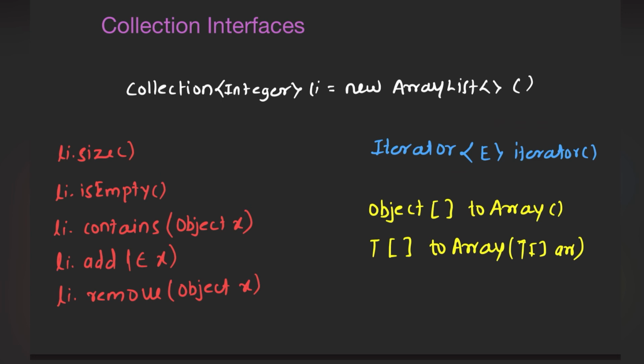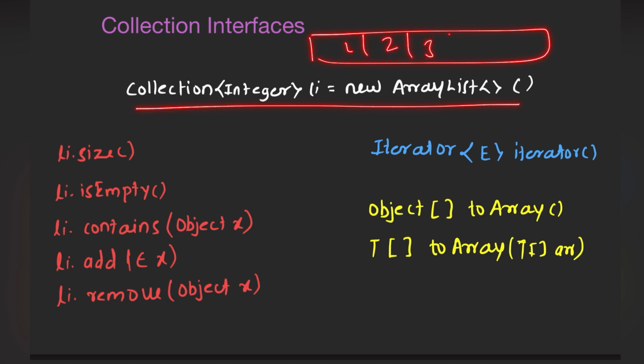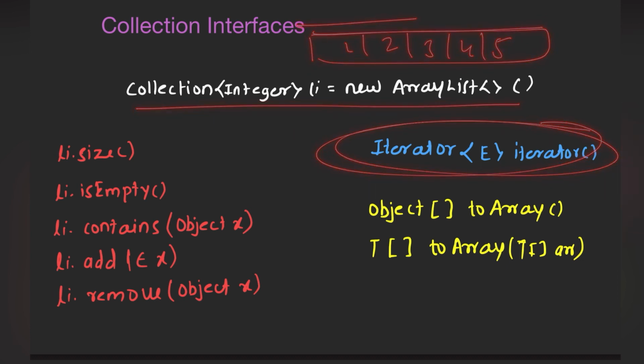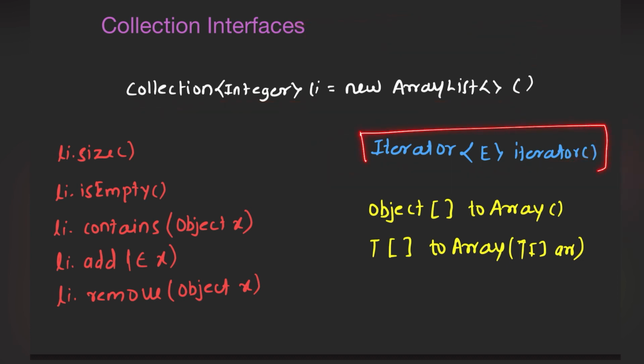Then comes iterators. Iterators are used to traverse the list. This is a collection list. Say for example I have 1, 2, 3, 4 and 5 and I want to traverse it. These are the iterators which help to traverse this list. Don't worry, I'm going to explain the iterator part in more detail in the upcoming videos.